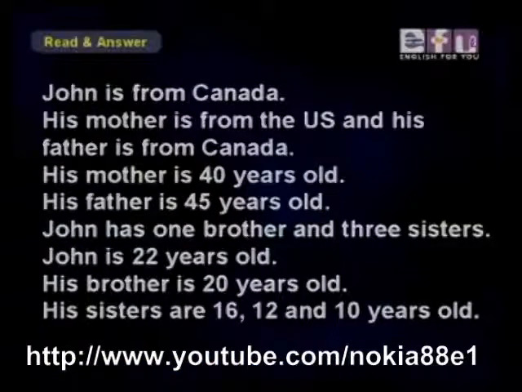John is from Canada. His mother is from the U.S. and his father is from Canada. His mother is 40 years old. His father is 45 years old. John has 1 brother and 3 sisters. John is 22 years old. His brother is 20 years old. His sisters are 16, 12, and 10 years old.